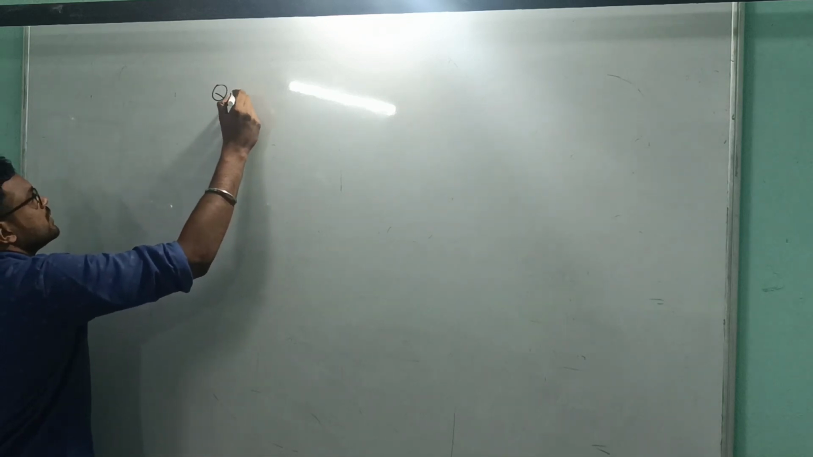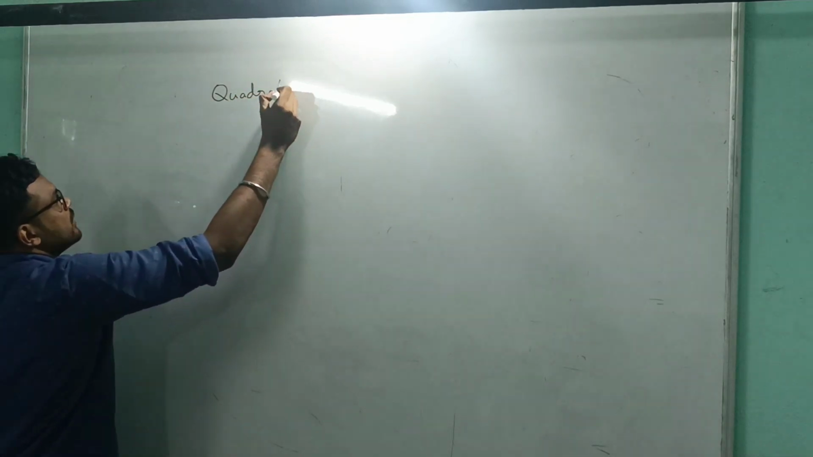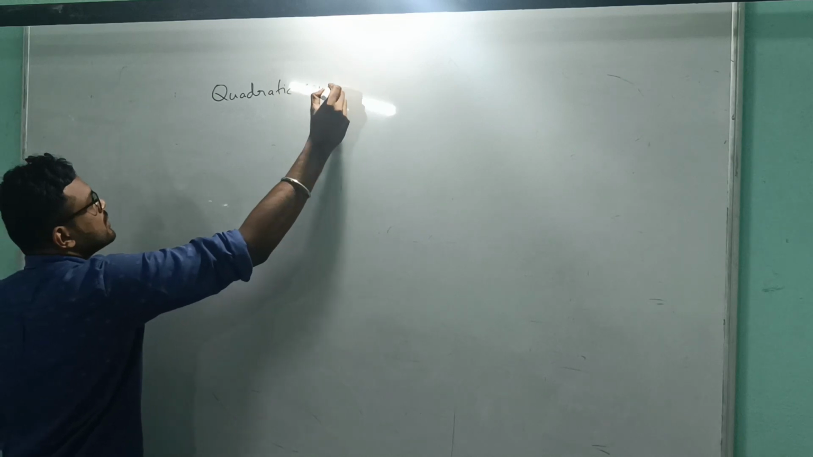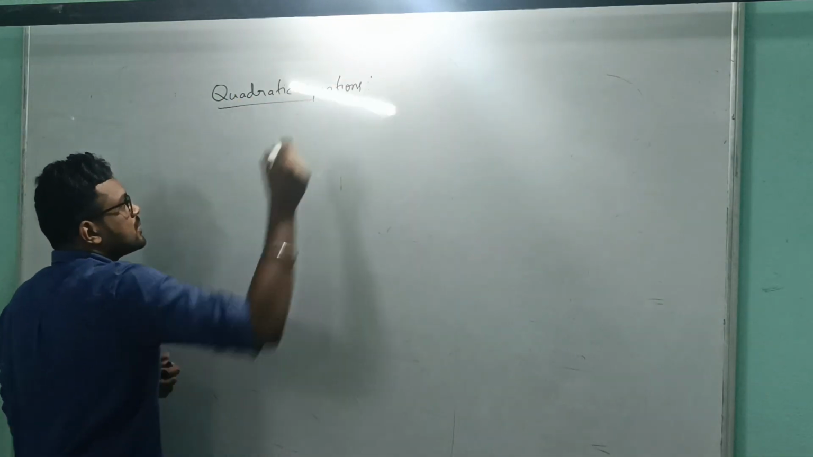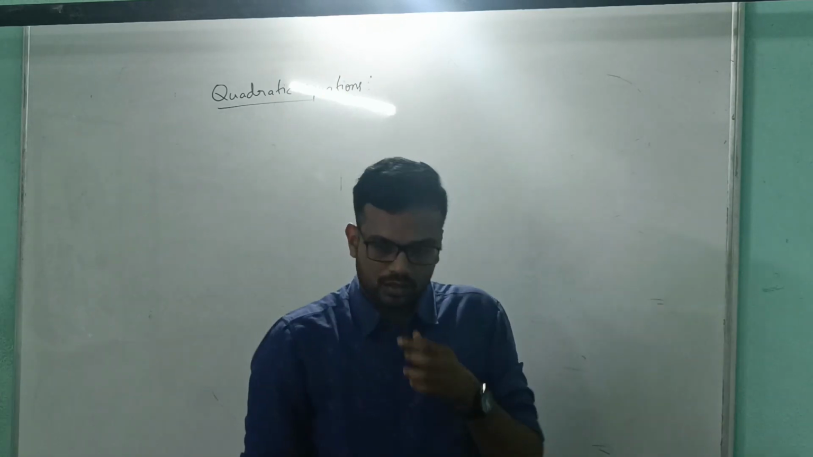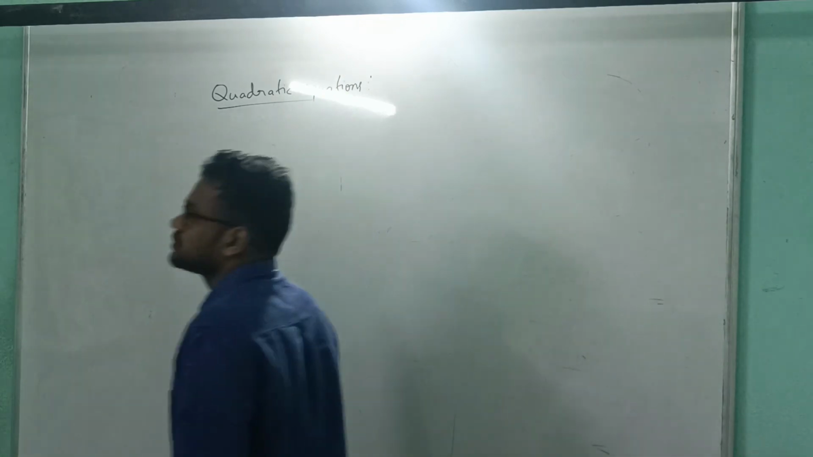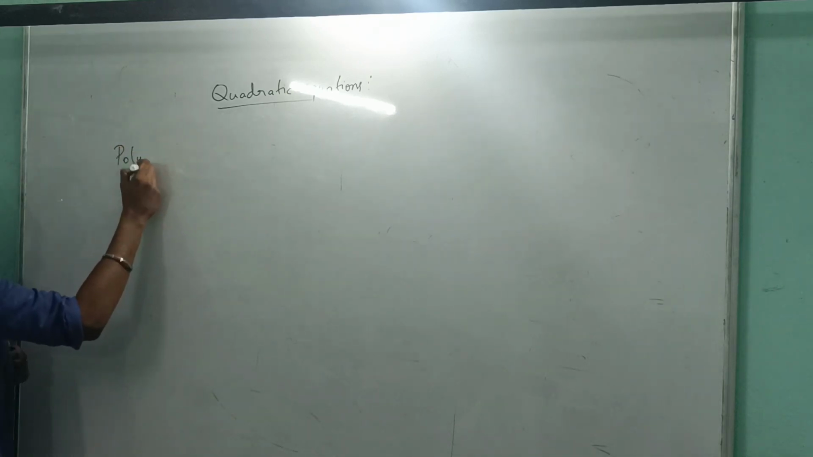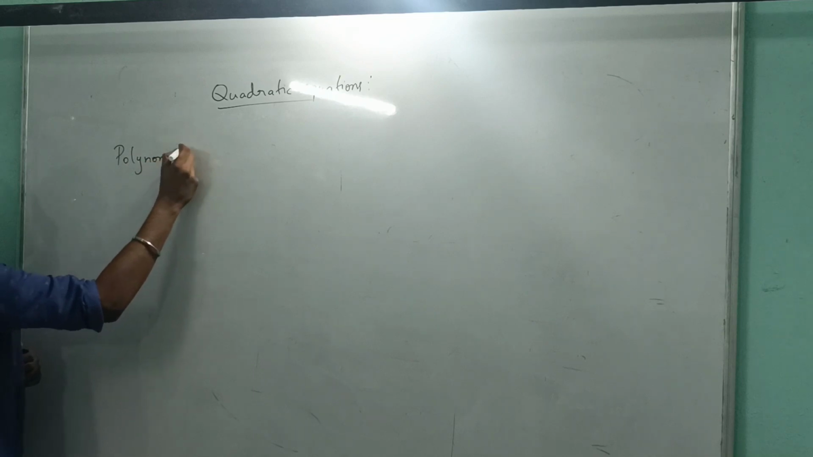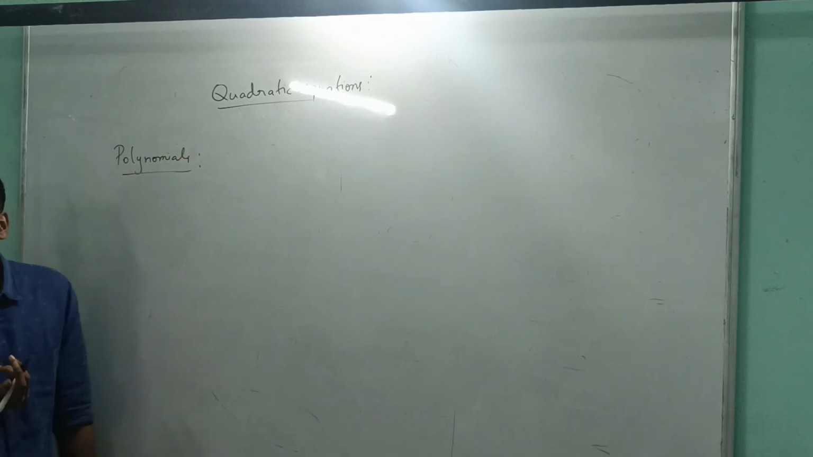Let's start the new math chapter, quadratic equations. So, what is a quadratic equation? We studied polynomials, right? Last chapter was on polynomials, correct? In polynomials, we saw different types of polynomials.